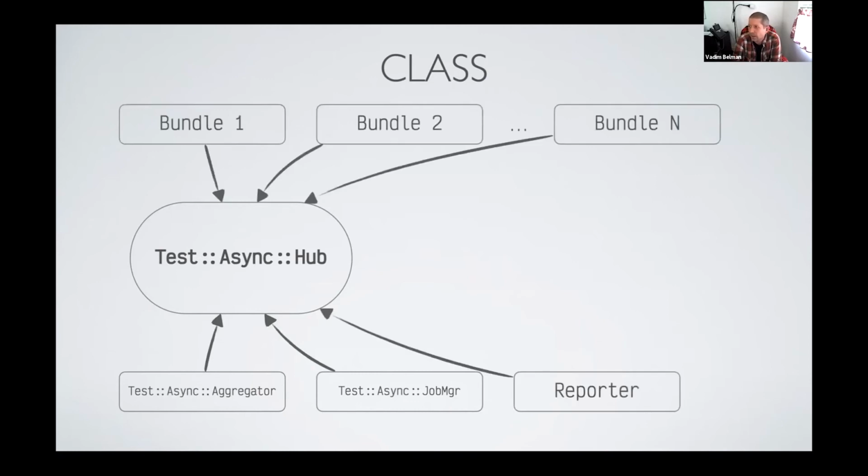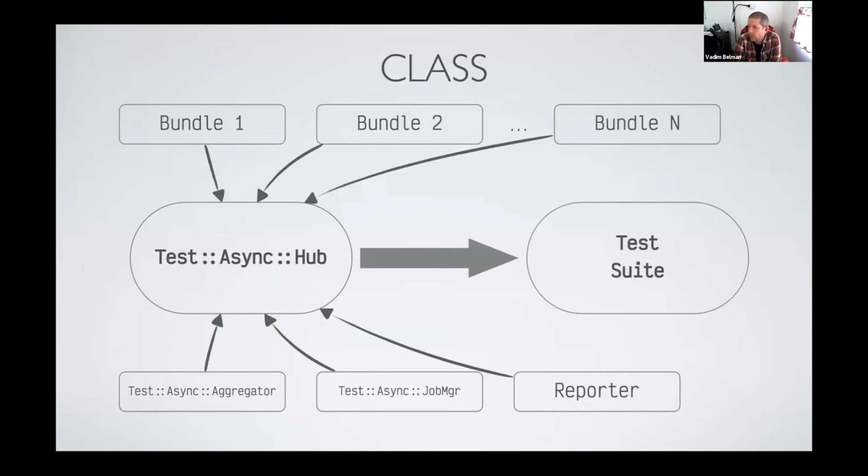And dynamically connected are test bundles and a reporter bundle. Eventually, out of all this, I produce a test suite class. And this class is what I instantiate to get control objects for test suites.